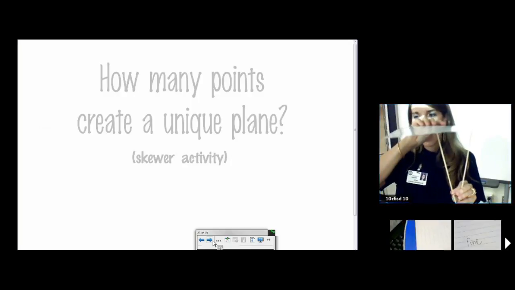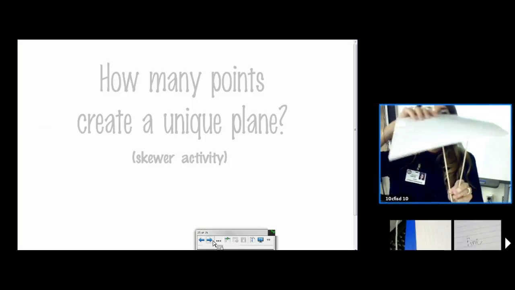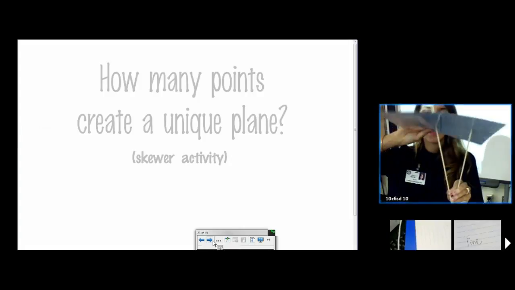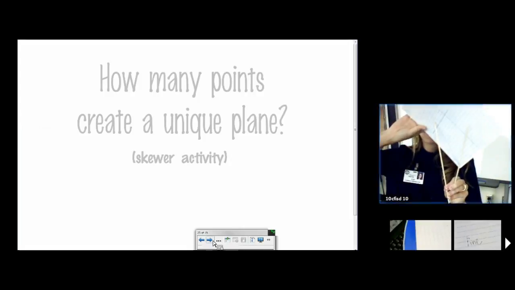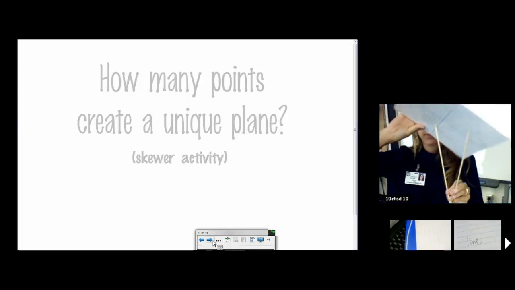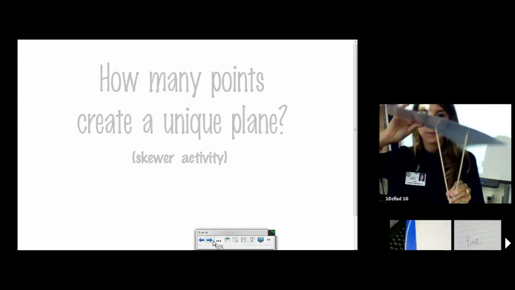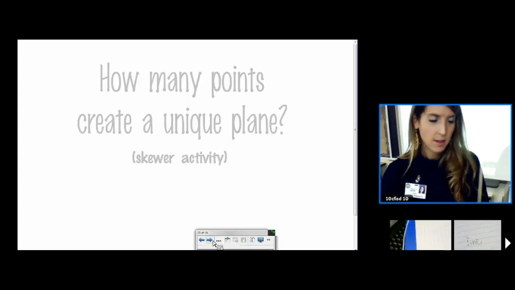Ooh, I've got a plane. But wait a minute. Can I tilt this without losing my points? Do you think I can still tilt this plane? How many planes go through two points? Also an infinite amount. All right, let's keep going.